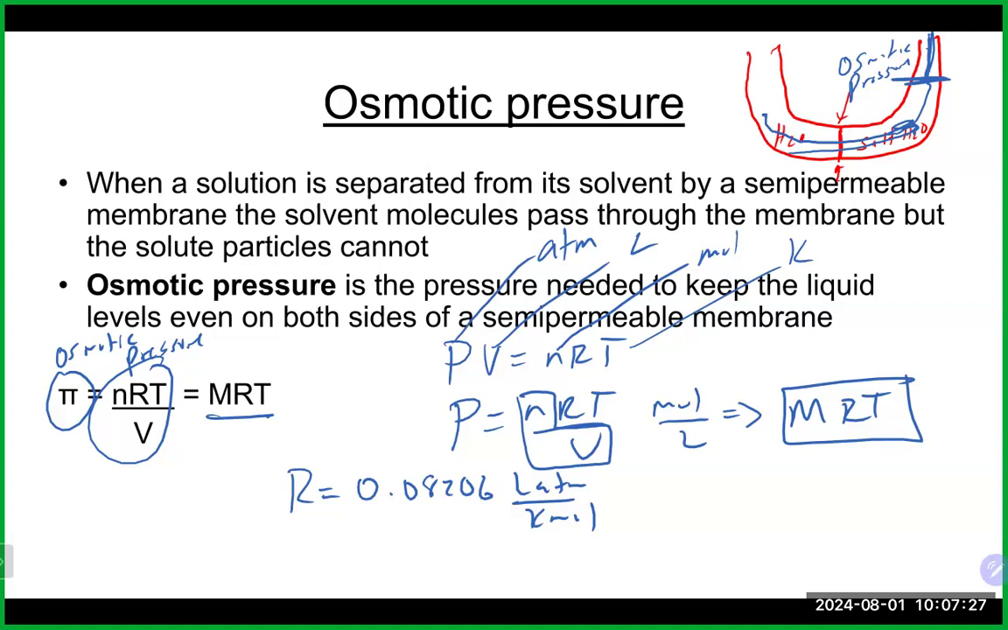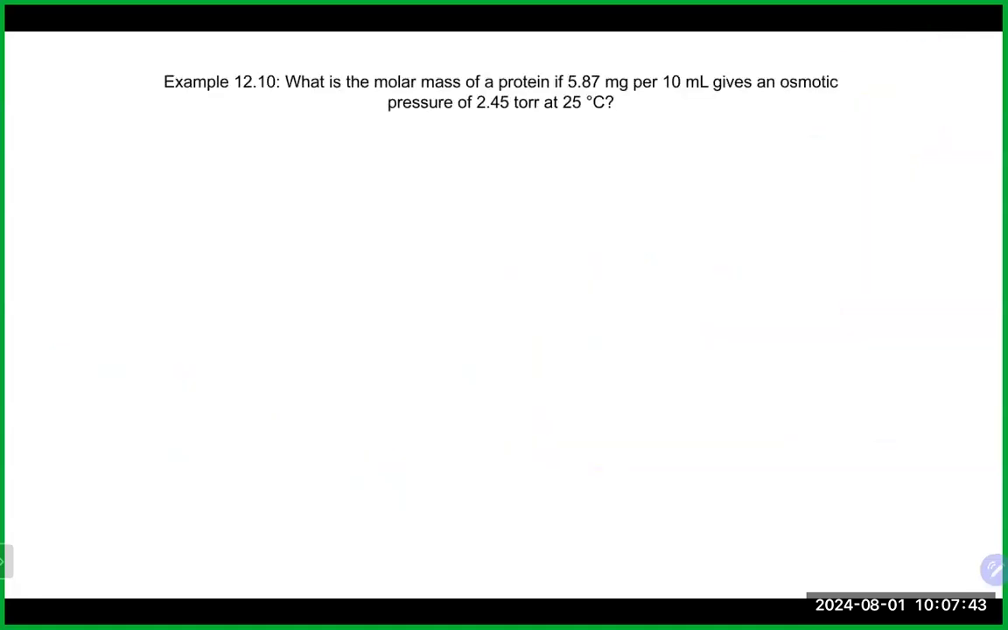So you could use this very similar to how we use the ideal gas law in the gas chapter. But again, that's basically what it is. It just uses a different symbol to represent the osmotic pressure, which is just that symbol right there. So why don't you try one here? What is the molar mass of a protein, if 5.87 milligrams per 10 milliliters gives an osmotic pressure of 2.45 torr at 25 degrees? See what you come up with here.